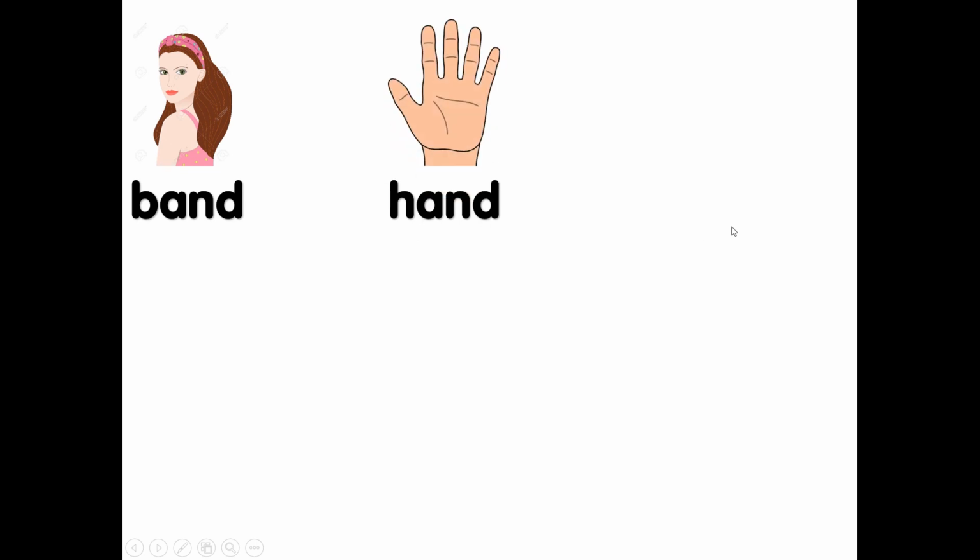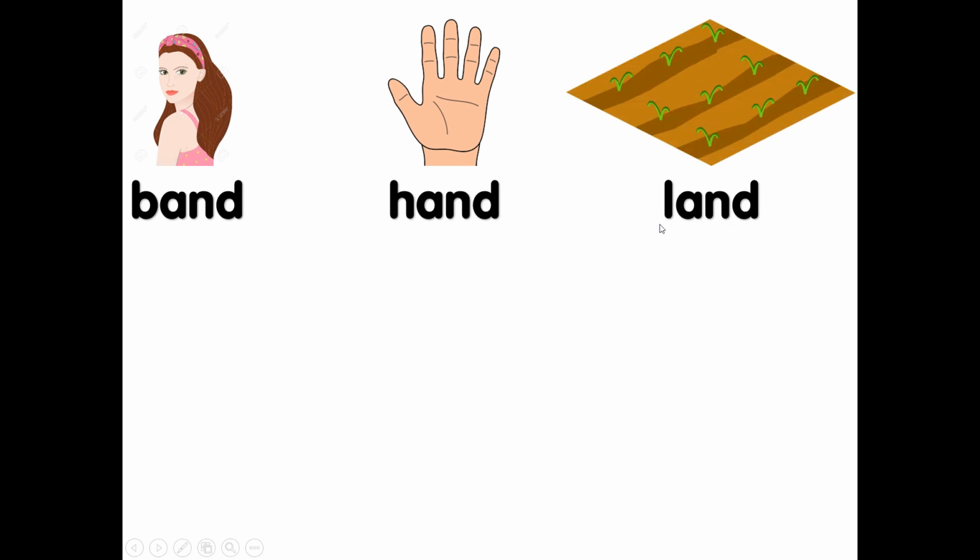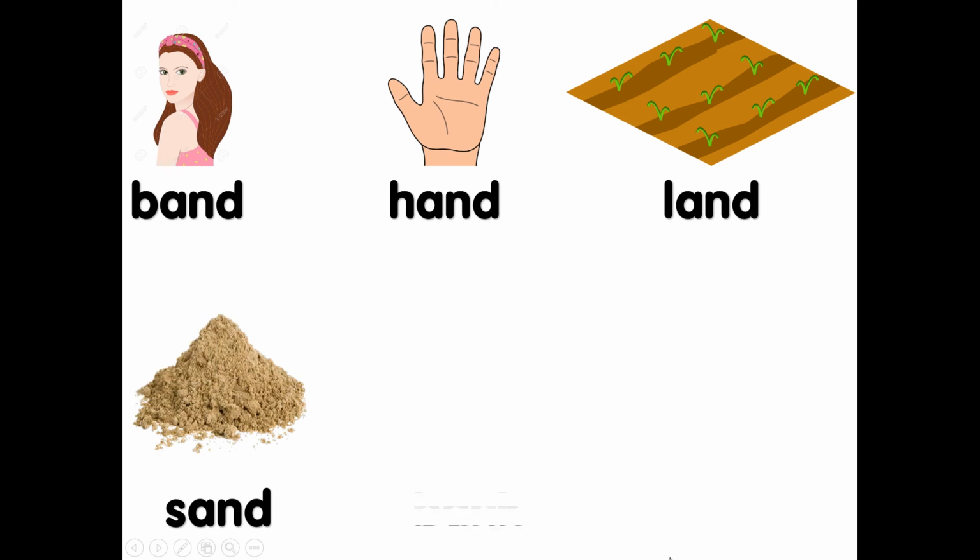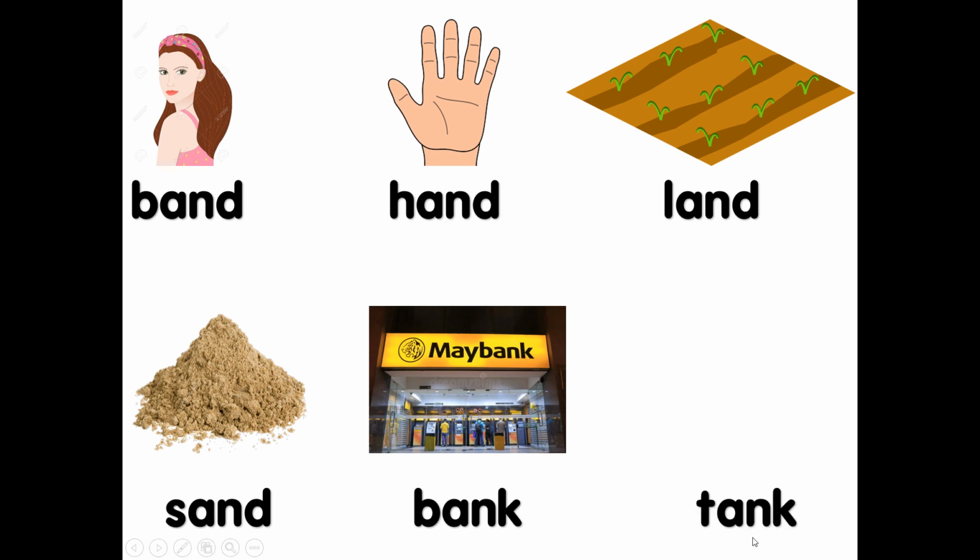What is this? Band. B-A-N-D, band. The band is on the hat. What is this? Hand. H-A-N-D, hand. I have two hands. What is this? Land. L-A-N-D, land. I plant vegetables in the land. Sand. S-A-N-D, sand. Bank. B-A-N-K, bank. Tank. T-A-N-K, tank.